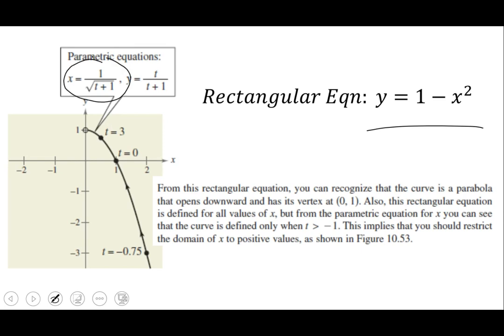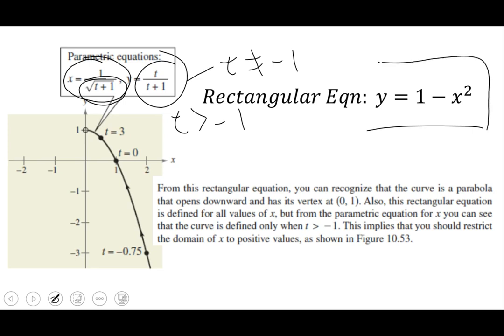If you look back at these original equations, you can see that based on this equation, t cannot be equal to negative 1. You can also see that based on this, t cannot be less than negative 1 or equal to negative 1. So basically, t has to be greater than negative 1, or else you're going to get a negative under a radical, which of course can't happen. So even though your rectangular equation does not appear to have any domain restrictions, because of the fact that your original parametric equations do, you have to take that into account when you actually go ahead and do the graph.